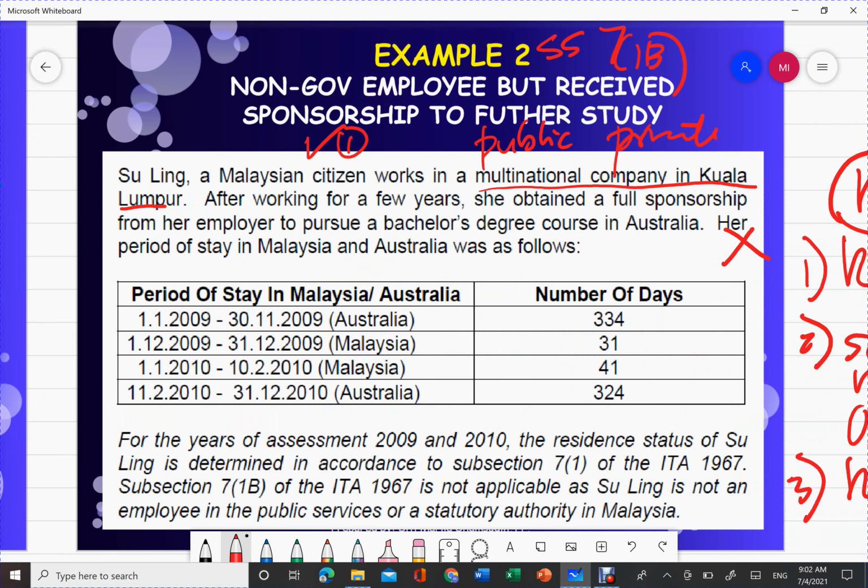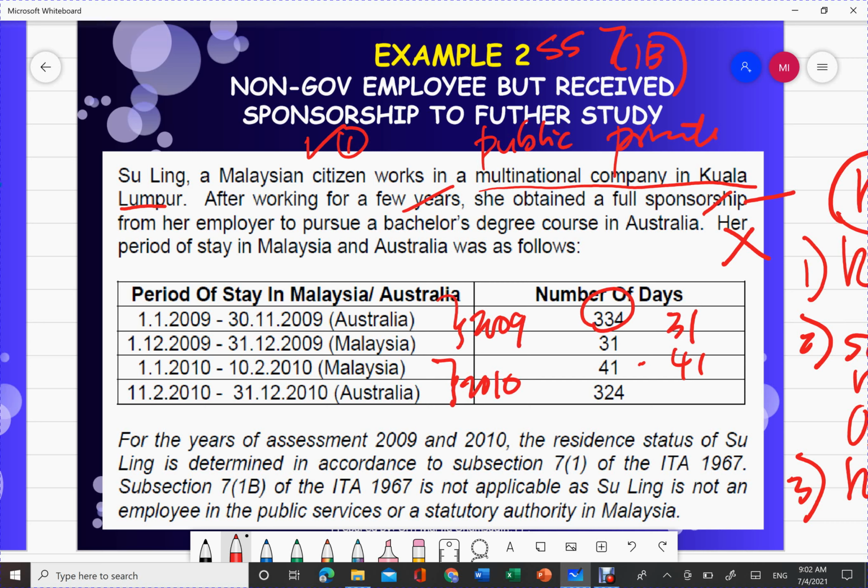If you look at the question here, it says after working for a few years, she obtained a full sponsorship from her employer to pursue a bachelor degree course in Australia. Her period of stay in Malaysia and Australia was as follows. This is for year 2009. In 2009, she stayed in Malaysia for how many days? Only 31 days. Then for year 2010, she stayed in Malaysia for 41 days.